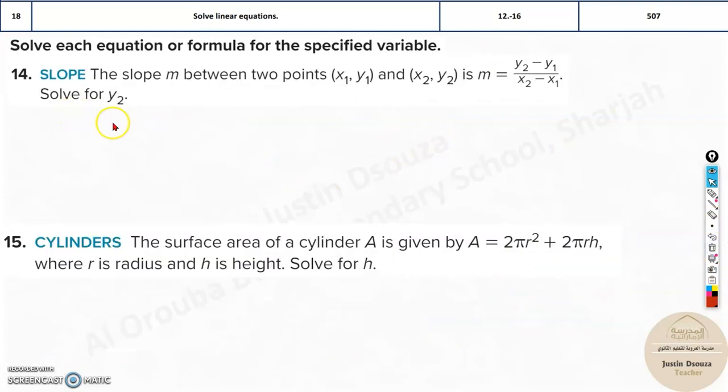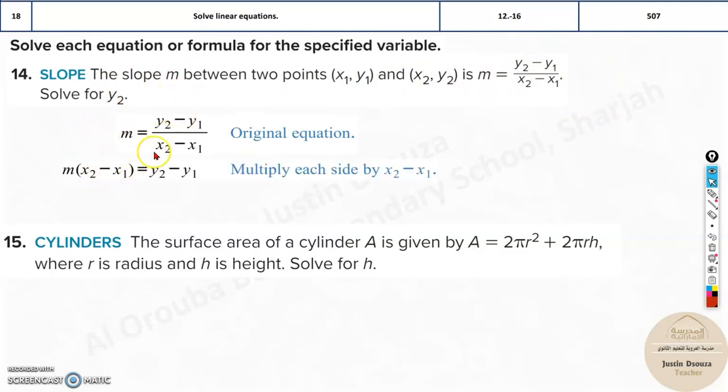Similarly, please try this by yourselves. Find this, the slope is given over here. We need to solve for y2. All you need to do is take this to the other side, m into x2 minus x1. Take this y1 to the other side. y2 is m into x2 minus x1 plus y1. This is the point slope form.